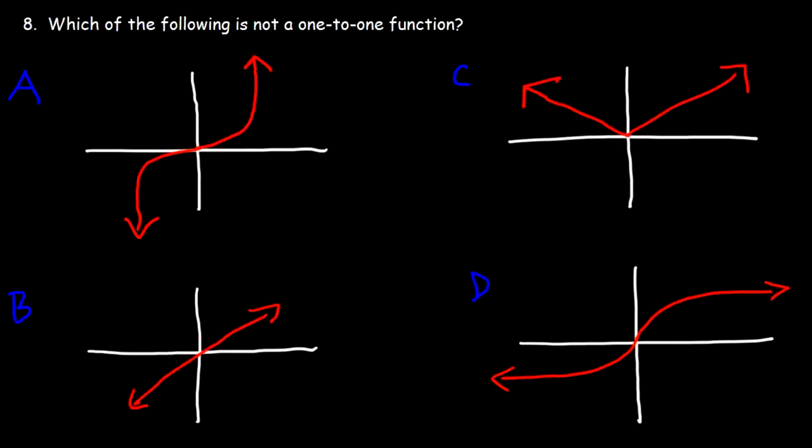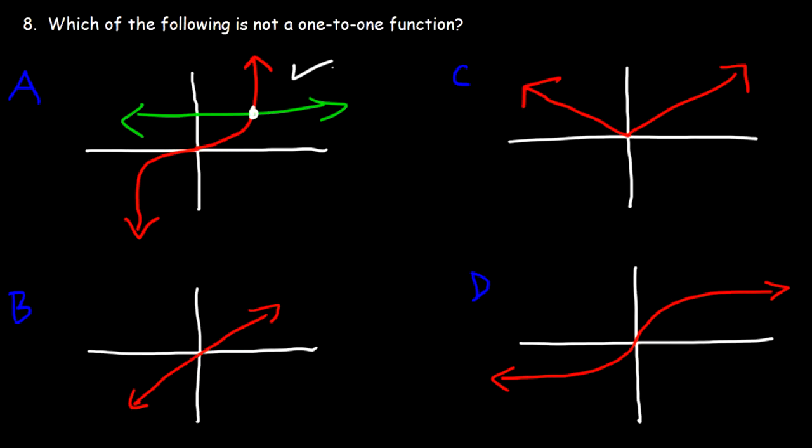Number 8. Which of the following is not a one-to-one function? Is it A, B, C, or D? In order to find out which one is not a one-to-one function, we need to see which one will fail the horizontal line test. So starting with A, if we draw a horizontal line, we can see that the curve touches it once. So A is a one-to-one function. It passes the horizontal line test.